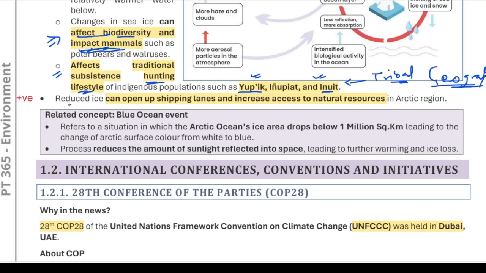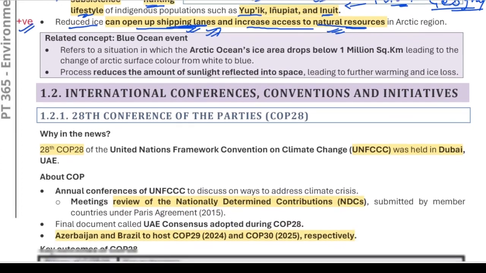Okay, now a reduced ice cap can open up shipping lanes, but this is the positive side. When this Arctic ice melts, shipping lanes will open and there will be increased access to natural resources. The distance between Russia and Europe will get reduced, and hence new pathways for ships can be opened up. Okay, this was all about Arctic amplification.